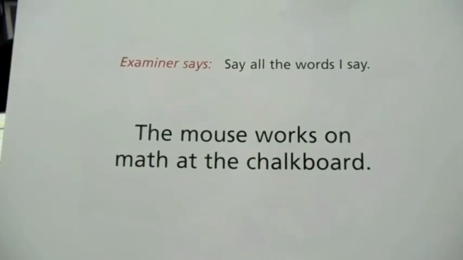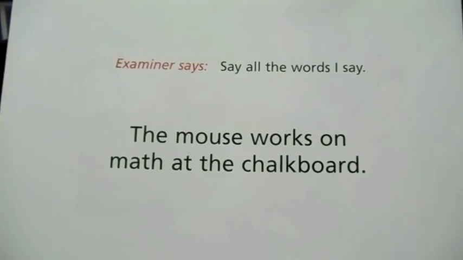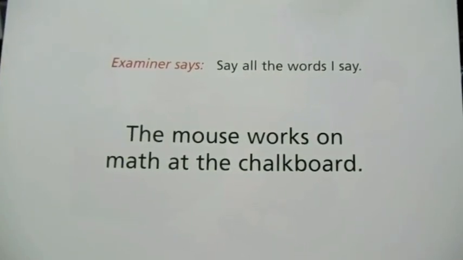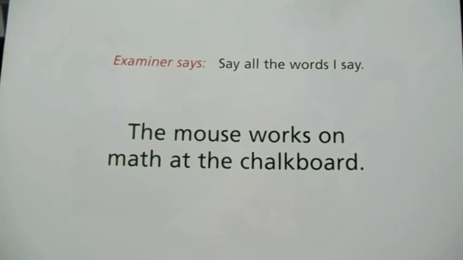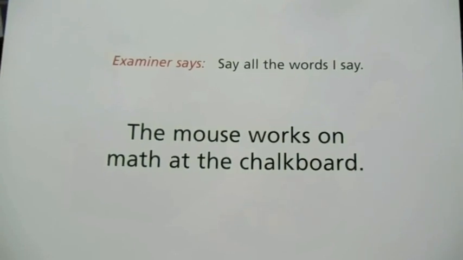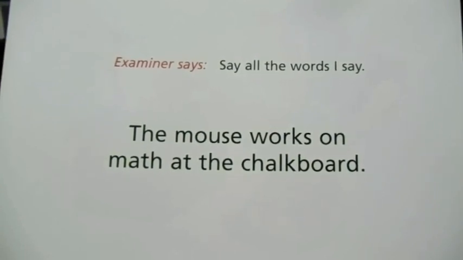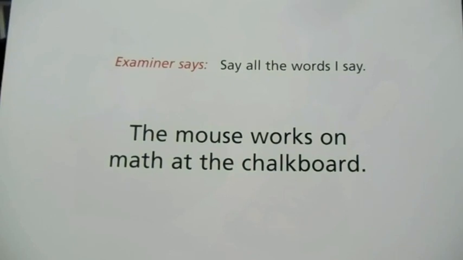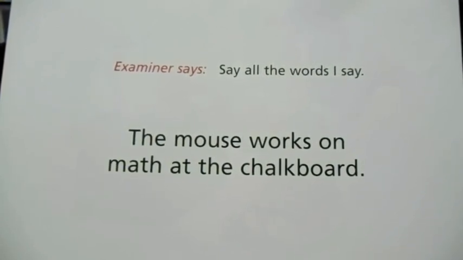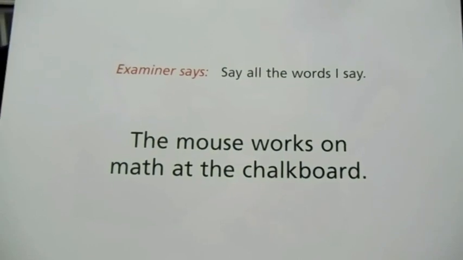To begin, the examiner reads a sentence that relates to the picture being shown to the child. The child is asked to repeat everything the clinician says. The clinician will say to the child, "Say all the words I say. The mouse works on math at the chalkboard." The clinician is allowed to give 2 repetitions per sentence.